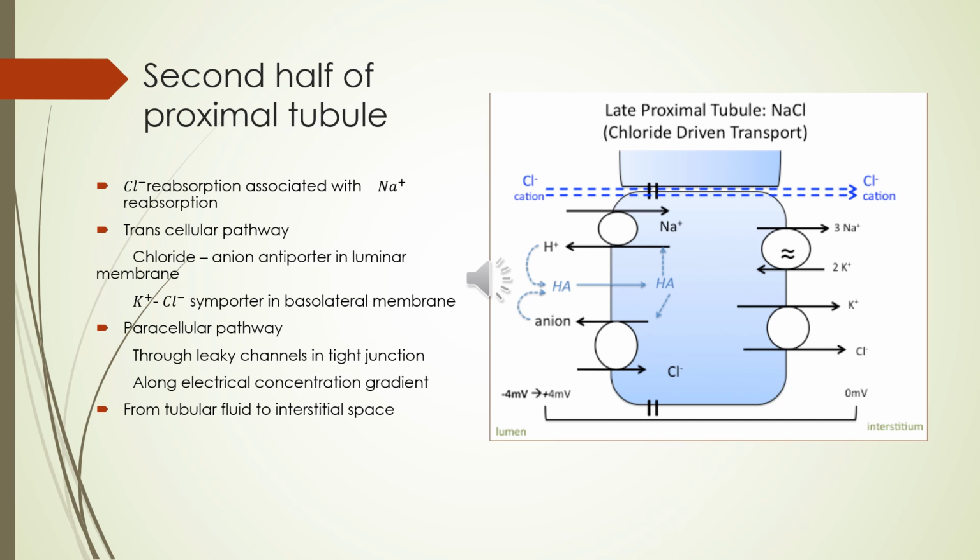And since the concentration of sodium ion is higher in this lateral interstitial space, it causes an electrical gradient that results in the transport of chloride ions from the fluid into the interstitial space through the leaky channels in the tight junction, and this is called the paracellular pathway. So the chloride reabsorption occurs via the transcellular and paracellular pathways, and this is coupled with the reabsorption of sodium ion.